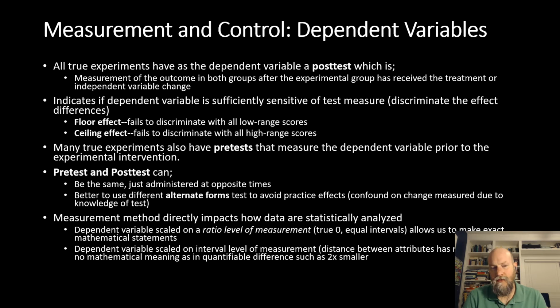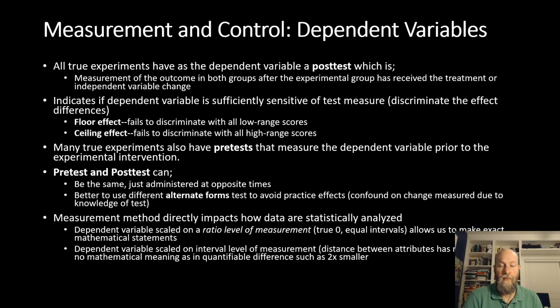So let's delve a little deeper into this process of measurement and control. And we're going to start off talking about dependent variables. So remember, dependent variables are the outcomes, the effects that are hopefully observed by our proposed or hypothesized cause. So all true experiments have a dependent variable, and they all include at least what we call a post-test, which is a measurement of the outcome in both groups or all the groups after the experimental group has received the treatment or the independent variable has been manipulated.